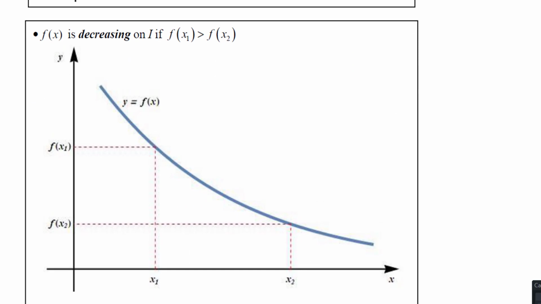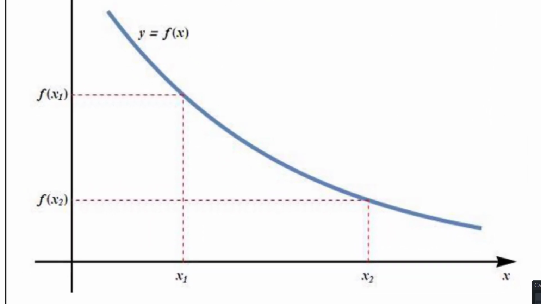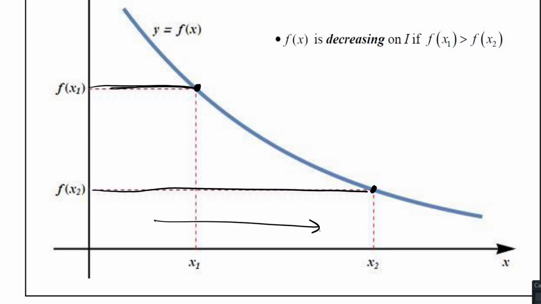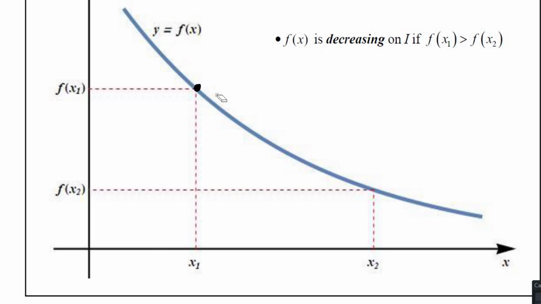Likewise, what it means to be decreasing is basically the opposite of when it's increasing. Still assume x1 is left of x2. Then the value f of x1 should be bigger than the value f of x2 for all x1 and x2 in the interval I. All that really means is as we move left to right in the x direction, our function is getting smaller, decreasing. That's what it means.